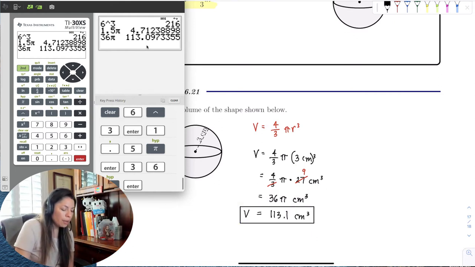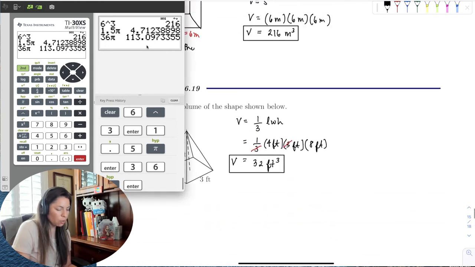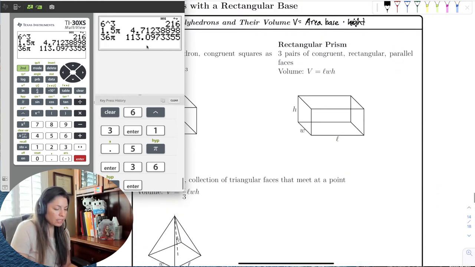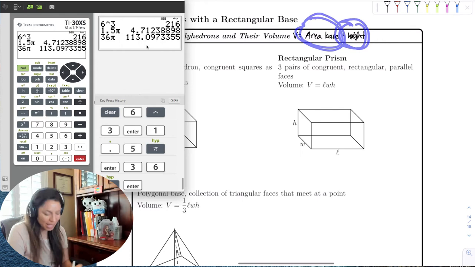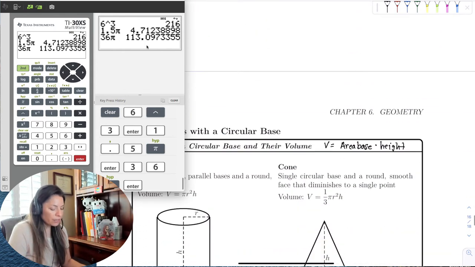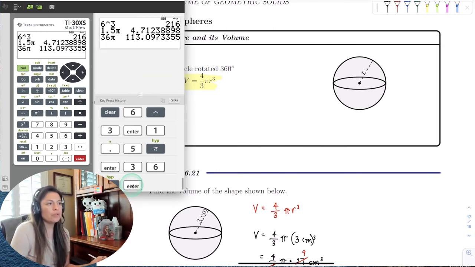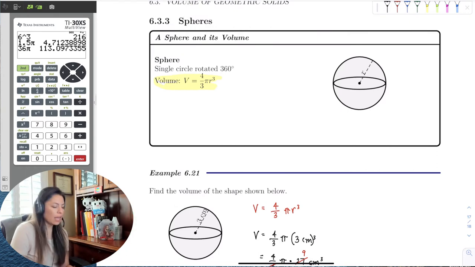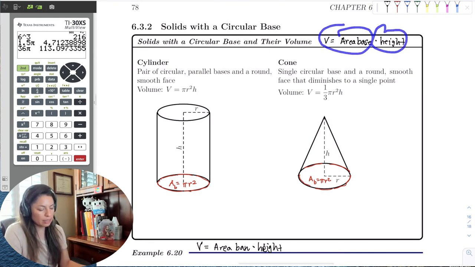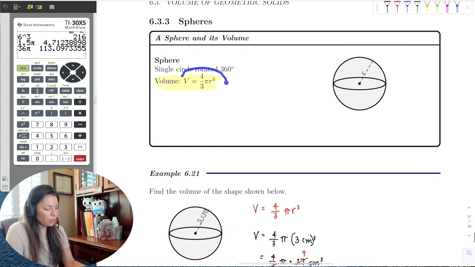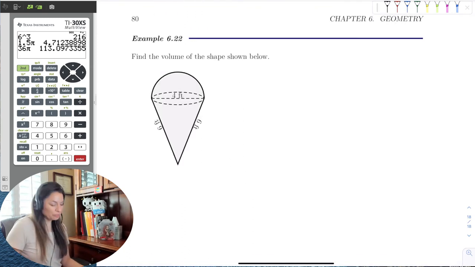Okay, so the only difference here is when you're given a circular base or a rectangular base, it's always going to be the area of the base times the height. And then when you get to spheres, all you need to know is the radius, and it's 4/3 pi r cubed. So essentially, with volume, you only need to know two formulas, right? If it's a different base than a sphere, it'll be area of the base times the height. And if it's a sphere, then it's 4/3 pi r cubed. Okay, so let's go ahead and try this last example.